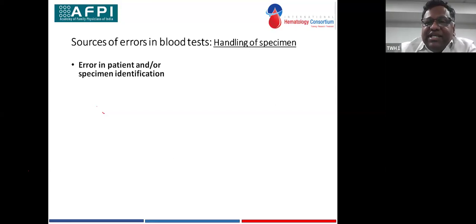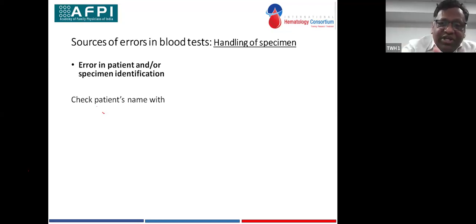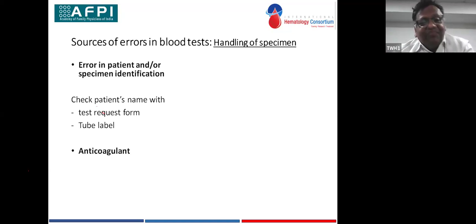Most of the mistakes in laboratory tests are pre-analytic: wrong tube, not labeled properly, blood not collected properly, etc. So ensure that that doesn't happen. Whoever is taking the sample is supposed to ask the patient, "What's your name?", look at the form, ensure the name is right, and put the correct name on the tube. Ensure that we are using the right amount of anticoagulant.